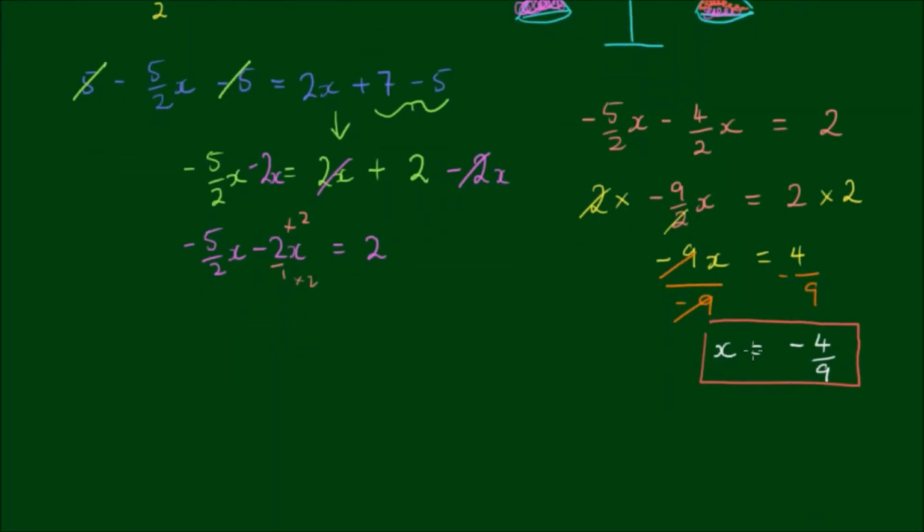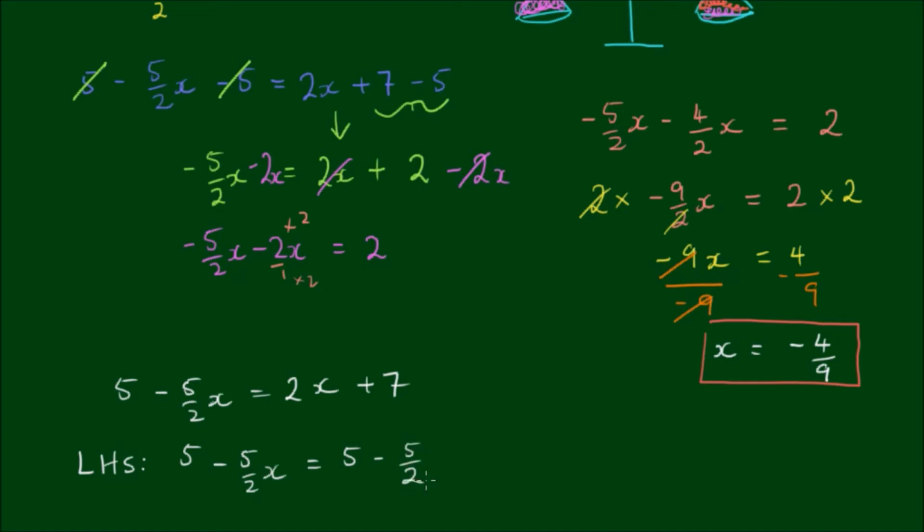Let's check if we have this answer correct. Originally we had the equation 5 minus 5 on 2x is equal to 2x plus 7. For the left-hand side of the equation we have 5 minus 5 on 2x, which is equal to 5 minus 5 on 2. Let's substitute in the result. So 5 minus 5 on 2 times negative 4 on 9.